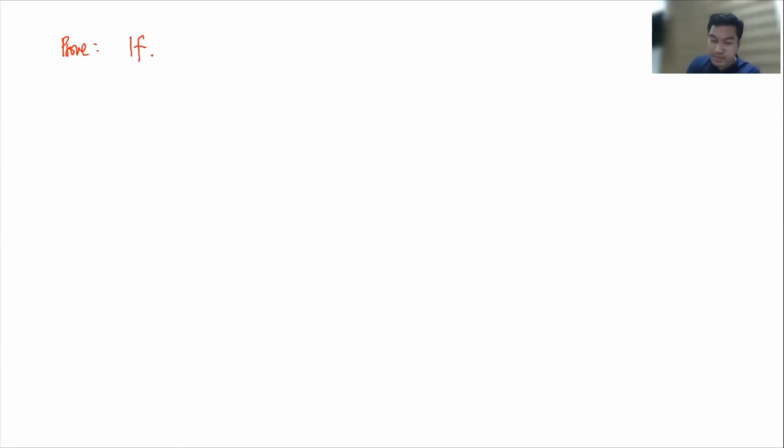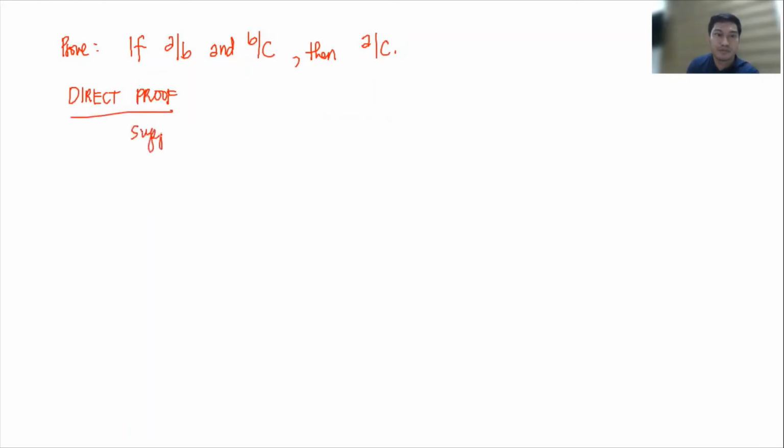Okay, if A divides B and B divides C, then A divides C. Okay, let's prove this one. So I think we need to make use of direct proof, right? Let's just make use of the definition. Okay, suppose A divides B and B divides C.